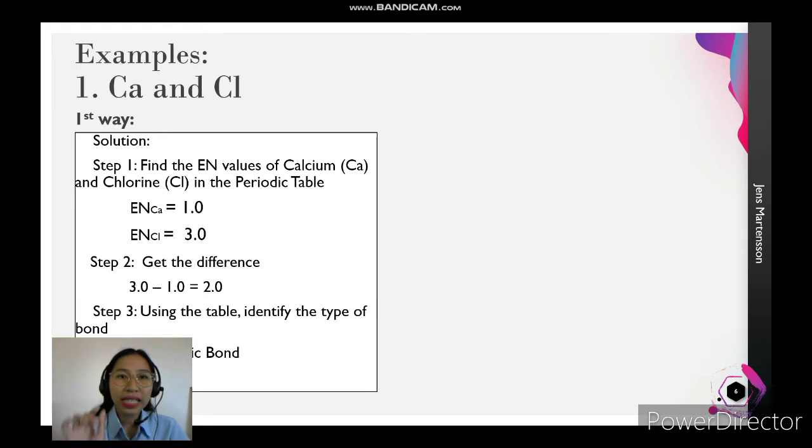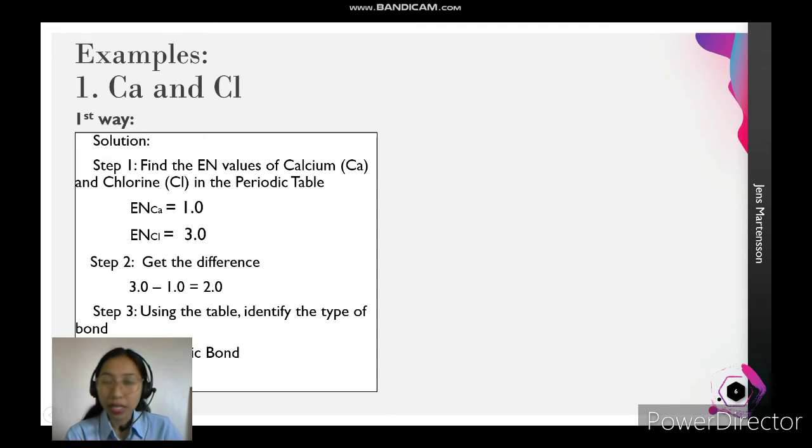Okay, so Ca, ang unang buhaton ninyo is pangitaon ninyo ang En value sa calcium and sa chlorine using your periodic table. If you're going to use the periodic table, you can see there that the electronegativity value of Ca or calcium is equal to 1.0. Now, the electronegativity value of chlorine or Cl is equal to 3.0.